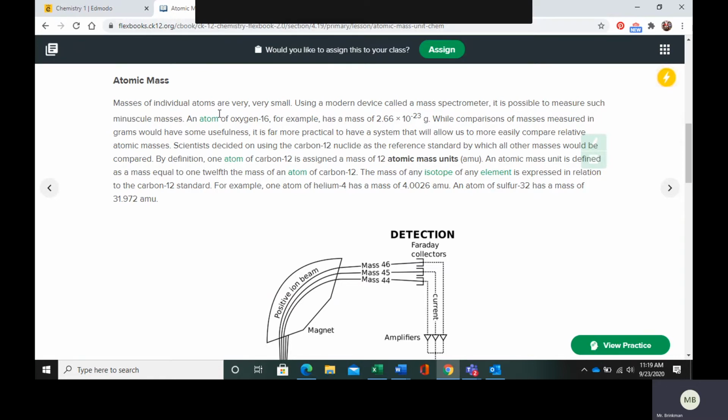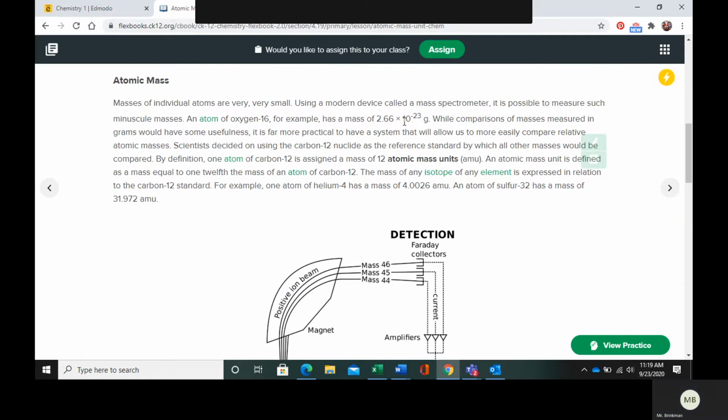So an atom of oxygen-16, the most common oxygen atom, is going to have a mass of 2.66 times 10 to the negative 23 grams. Okay? So this is a very, very tiny number.